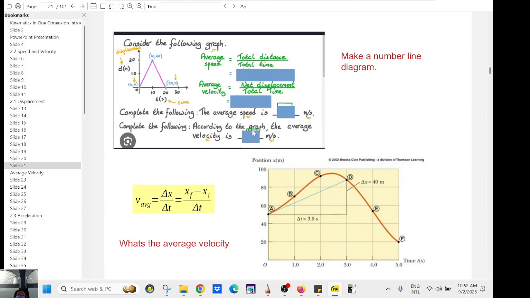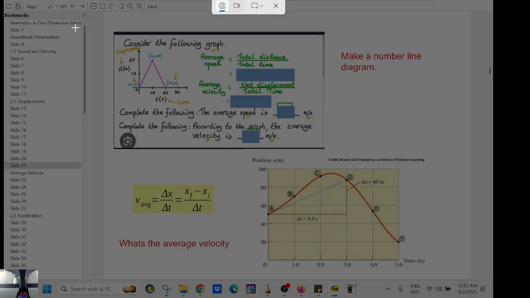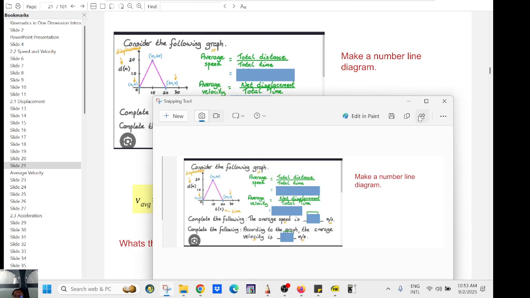Okay, so why don't you talk to each other? And this one is easy. You can help each other and find the average velocity and the average speed between this point and that point. You can help each other, you can discuss.